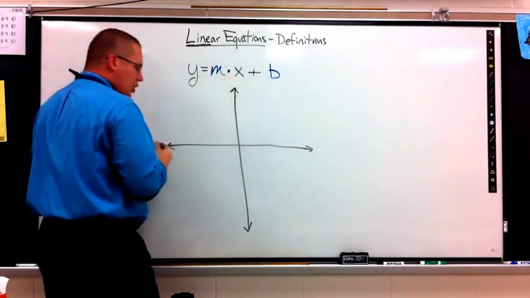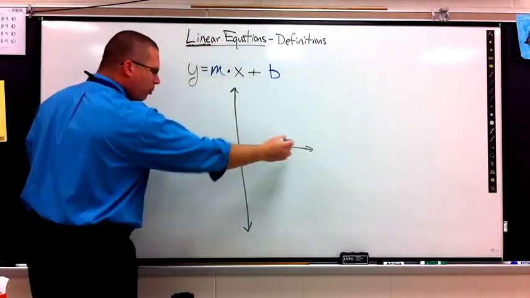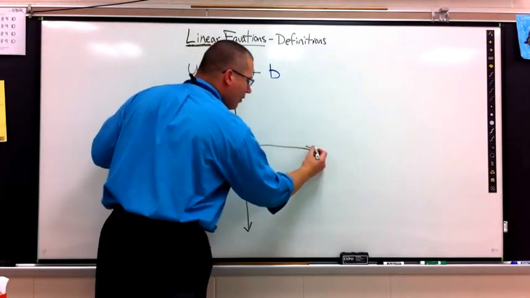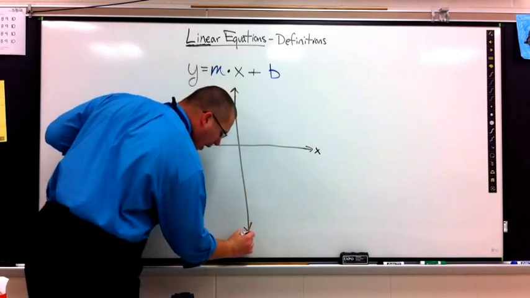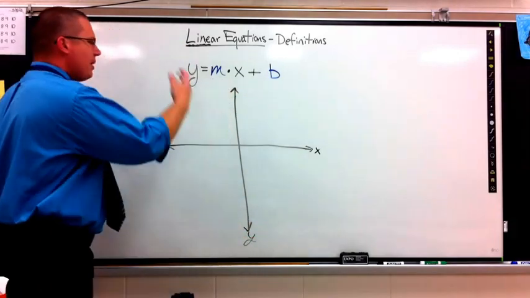The x and the y, you remember, match up with a coordinate plane or a graph. This is my x-axis, or x direction, is sideways, and this is my y-axis. My y-axis is up and down.